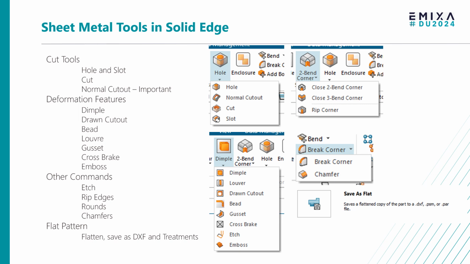Rounds, so we can add rounds on the corners. Rounds work really nicely because we can just fence select the corners that we want, and it will only pick up the thickness edges, like the 1-2 mil, depending on the thickness of the part. They've also got the chamfer command, which works the same as the rounds command. They've also got the flatten command, so this allows us to save as a flat, have a look, and add specific treatments on there.